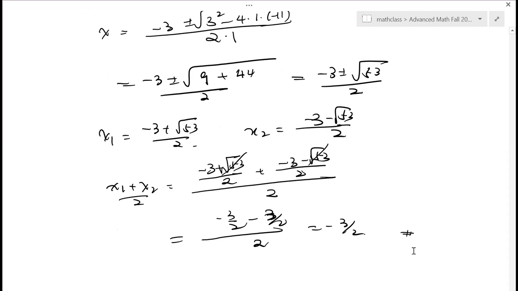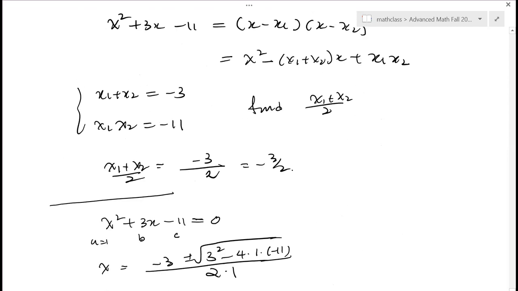Okay, so what this example shows you is, if you're trying to find the average value of the roots, it seems clear you have to find the two roots, then add them together. But if you do that, you get pretty complicated roots. Like here, (-3 plus the square root of 53) divided by 2. Another one is (-3 minus the square root of 53) divided by 2. Then add them together, you get -3 over 2. But I said that there's no need to do that.